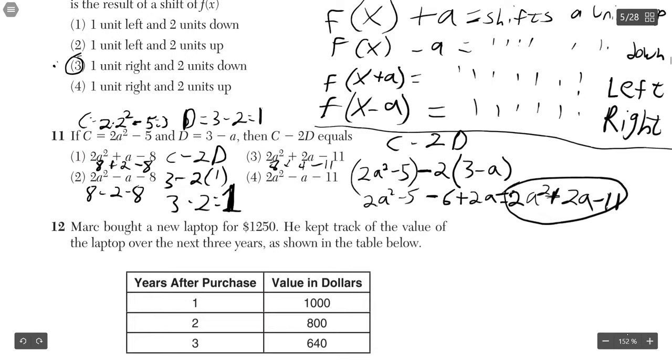So it could be 3, we know it can't be 1 or 2. What about choice 4? Plug in a 2, we get 8 minus 2 minus 11, that's coming out to a negative number, that's not coming out to 1. So using both methods, we came to the same conclusion, which is good, that it's choice 3.